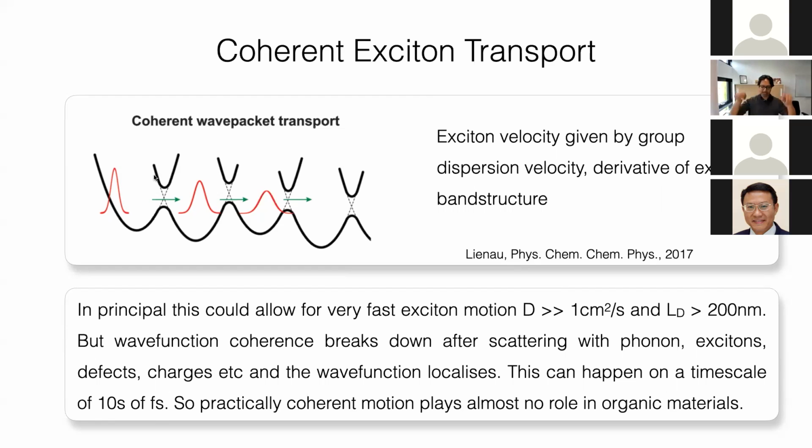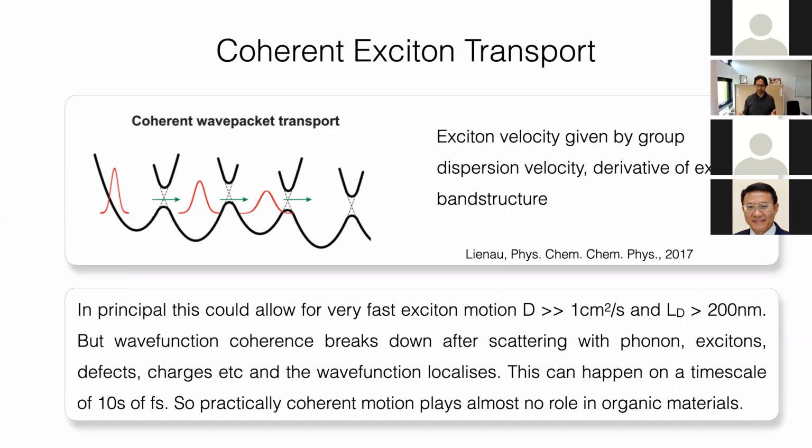Okay, so just like I have a band structure for my electrons in my material, I can also calculate a band structure for my excitons in the material. And then we would expect that the exciton would move at basically the derivative at any point in K space, which would give us the group dispersion velocity. And if you look at that picture, you would say that actually the diffusion constant should be much greater than 1 centimeter squared per second, and it should be relatively simple to achieve diffusion lengths greater than 200 nanometers.